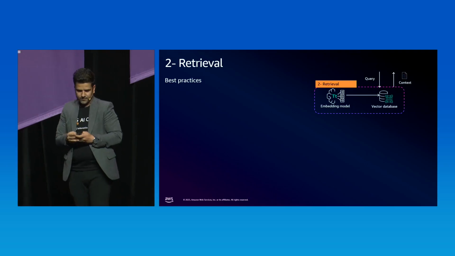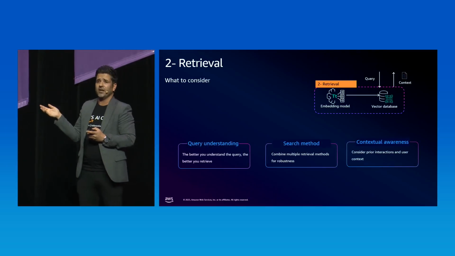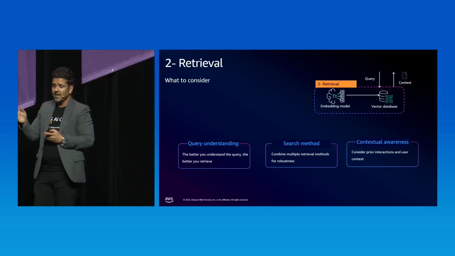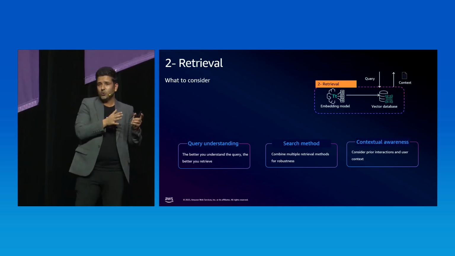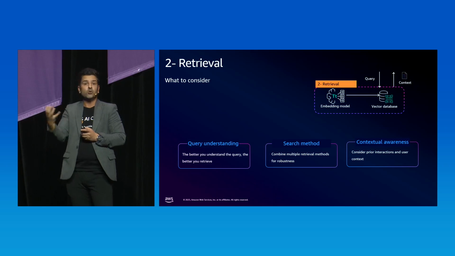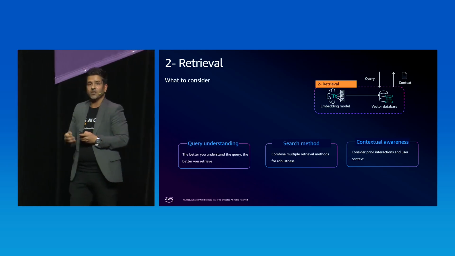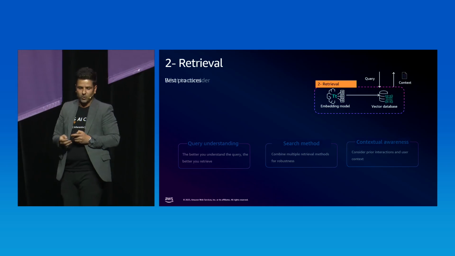Also, contextual awareness is another key important thing that you need to consider, because whatever interaction the user has had with your application is going to impact the quality of the response that the user is expecting. So you need to make sure that contextual awareness is also there for your RAG system to generate a high quality response.